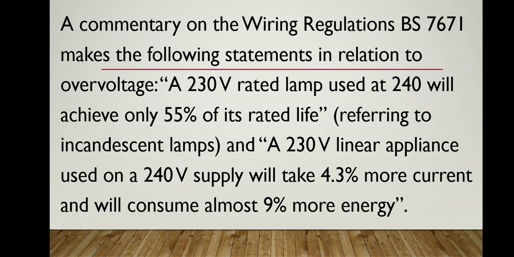A commentary on the wiring regulations BS 7671 makes the following statements in relation to over voltage. A 230 volt rated lamp used at 240 volts will achieve only 55% of its rated life, referring to incandescent lamps, and a 230 volt linear appliance used on a 240 volt supply will take 4.3% more current and will consume almost 9% more energy.